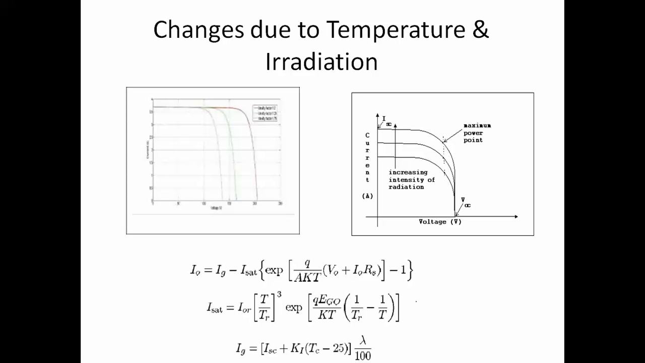That is mentioned here: V naught plus I RS. This V naught is the output voltage of the PV panel. Okay, thank you.